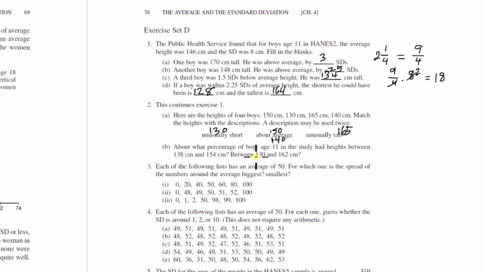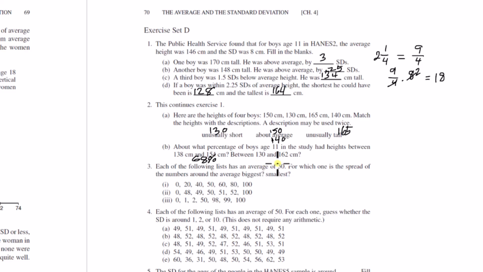So about what percentage of the 11-year-old boys in the study had heights between 138 and 154? So what is 138? That's 8 centimeters below the average, 1 standard deviation, and 154 is 8 centimeters above. So within 1 standard deviation. We don't have any specific numbers, but a general rule is that to get an estimate, we could say, what was it, 68%? Yeah, 68%.